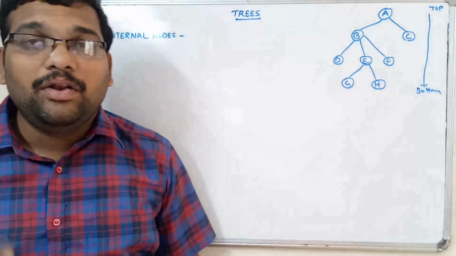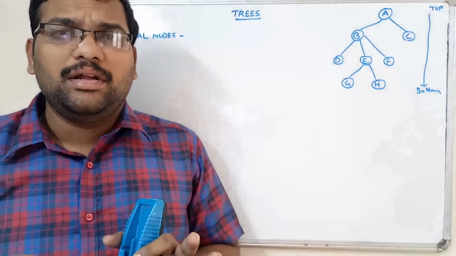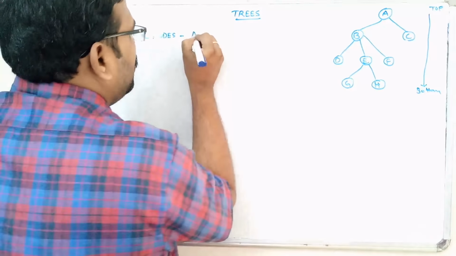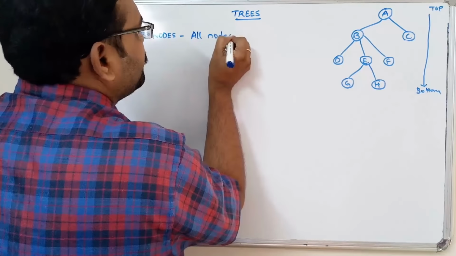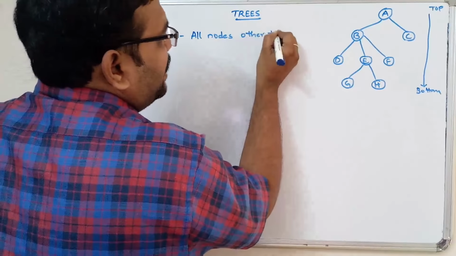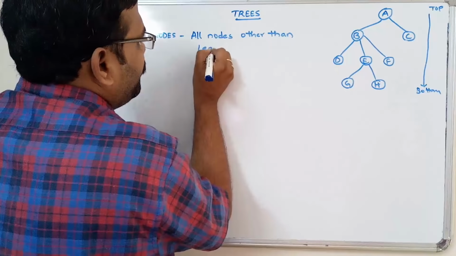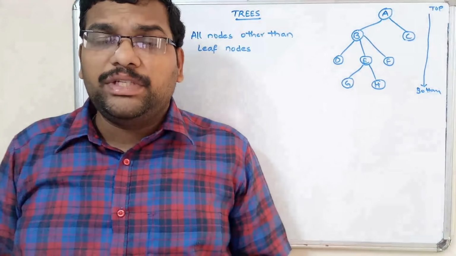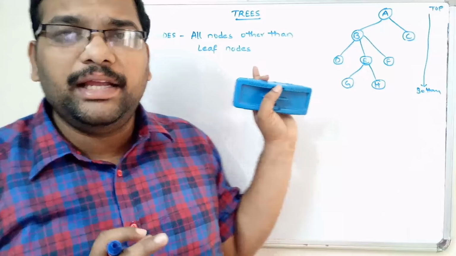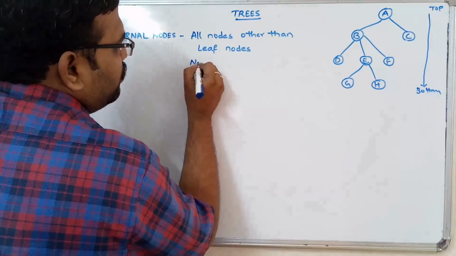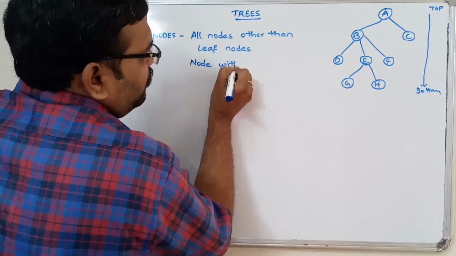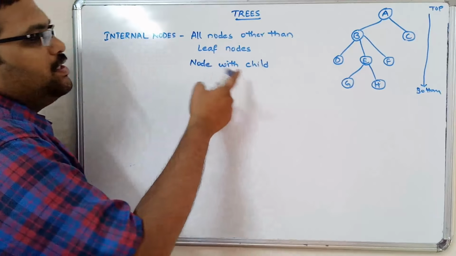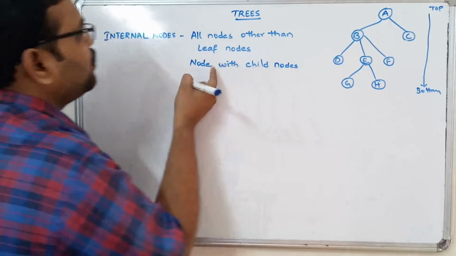Internal nodes. Internal nodes means that all the nodes other than leaf nodes are called internal nodes. So that means whatever node is having a child is called an internal node. Or we can say a node with child. Nodes with child nodes are called internal nodes.